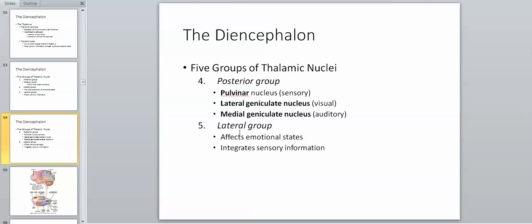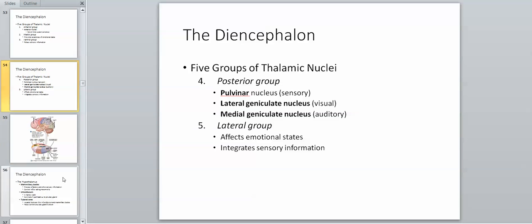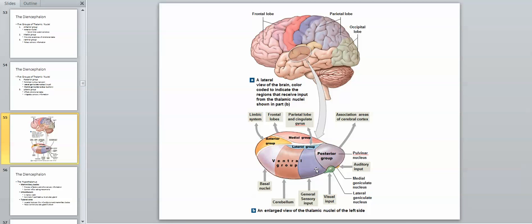We also have some lateral group of nuclei that are going to affect some emotional states and help integrate some sensory information. So here we have some pictures of our anterior group, our medial group, lateral group, and the ventral group. Here you can see different parts of this ventral group will project to different places. Like this part here will project to those basal nuclei, which are important for regulating and modifying ongoing motor movements. This will be projecting to the cerebellum, which, basically, has circuits with the basal nuclei.